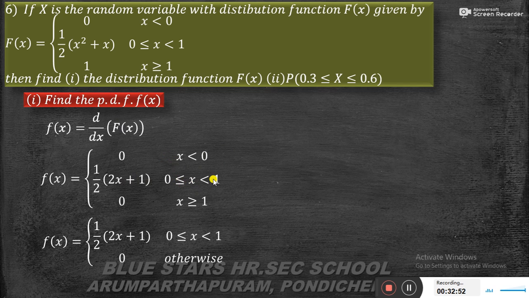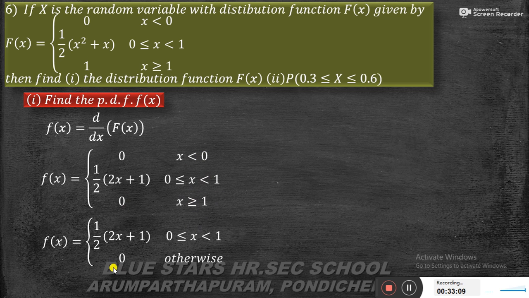0 less than or equal to x less than 1. Next I differentiate the constant. Its answer is 0. Here the limit is 1 less than or equal to x less than infinity, the third interval. The first and second intervals you can see in your book.